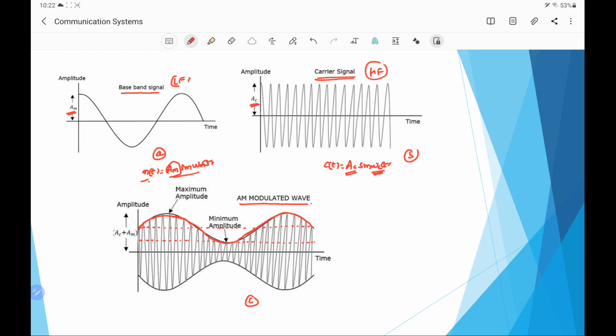of the amplitude modulated wave will be Ac plus Am. This is the maximum, Ac plus Am, and the minimum amplitude of the amplitude modulated wave will be Ac minus Am. That we should remember. While the frequency of the amplitude modulated wave will be the same as that of the carrier wave, and it has two envelopes, the upper envelope and the lower envelope, which carry the information, that is the message signal.